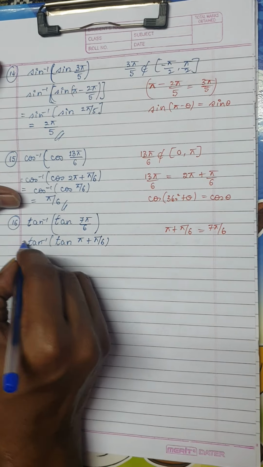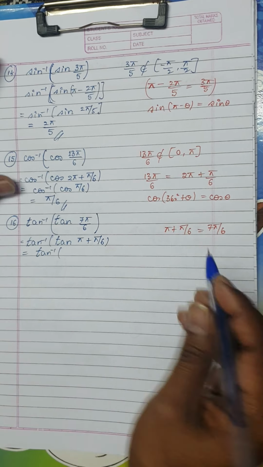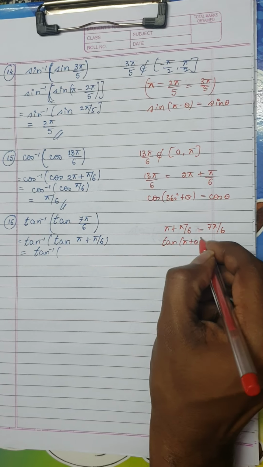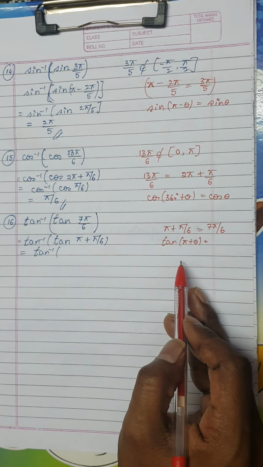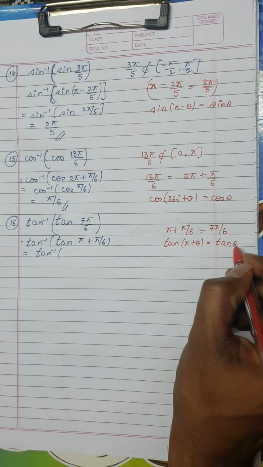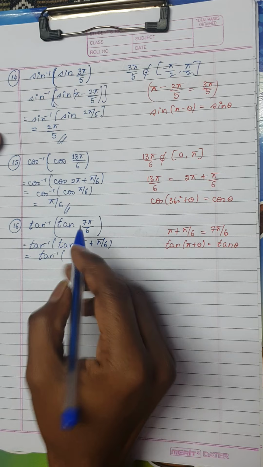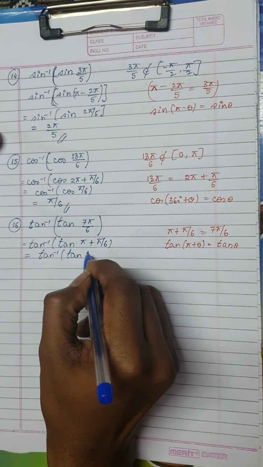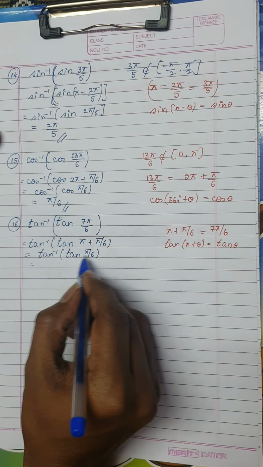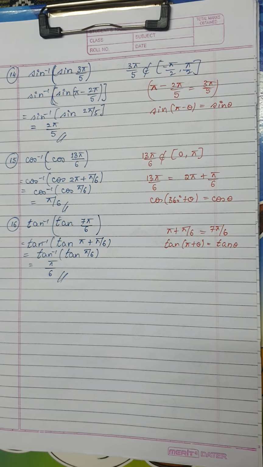Now let me keep tan inverse as it is. This is of the form tan of pi plus theta. What is tan of pi plus theta? Pi plus theta is the third quadrant. In the third quadrant tan is positive, so this is nothing but tan theta. Hence we get tan inverse of tan pi by 6. Now we can cancel tan inverse and tan because this is in my range. So I will get the principal value as pi by 6.